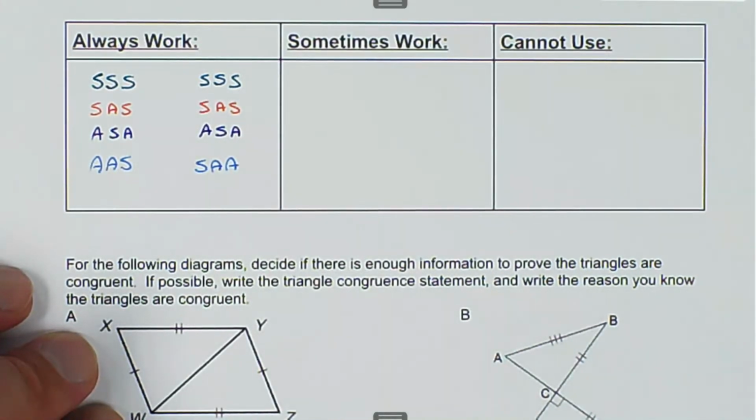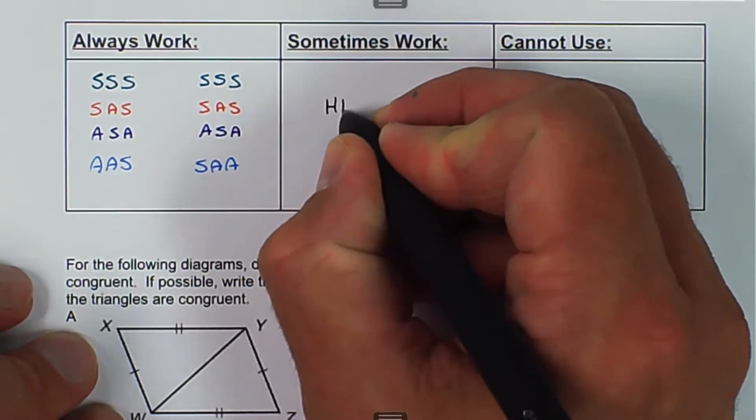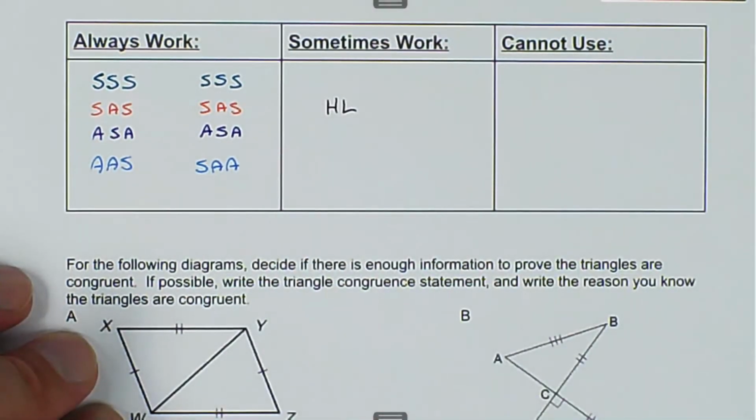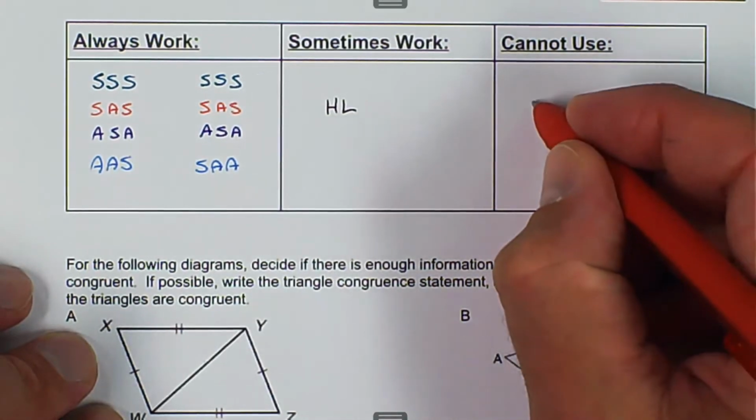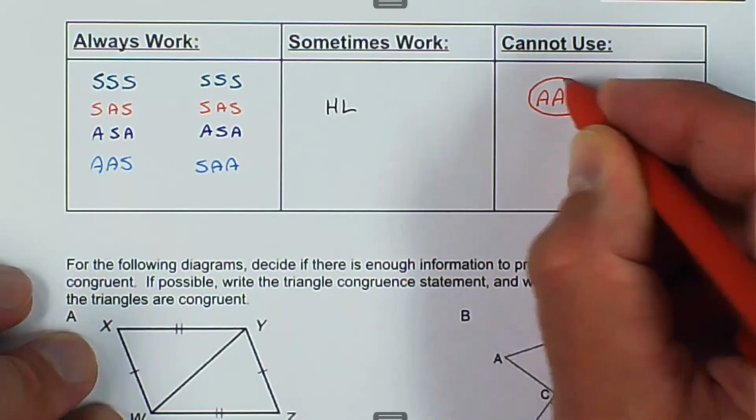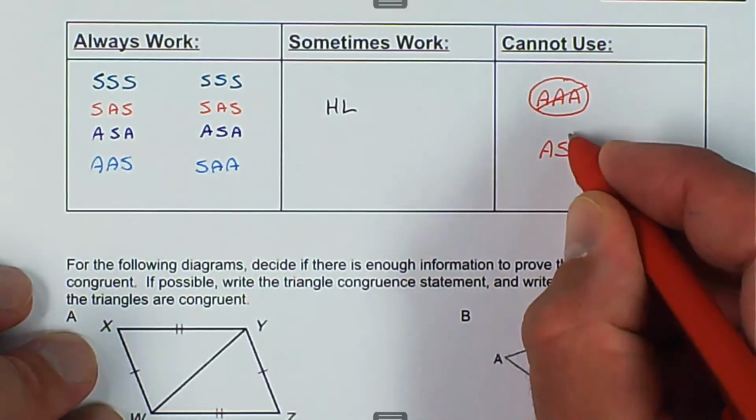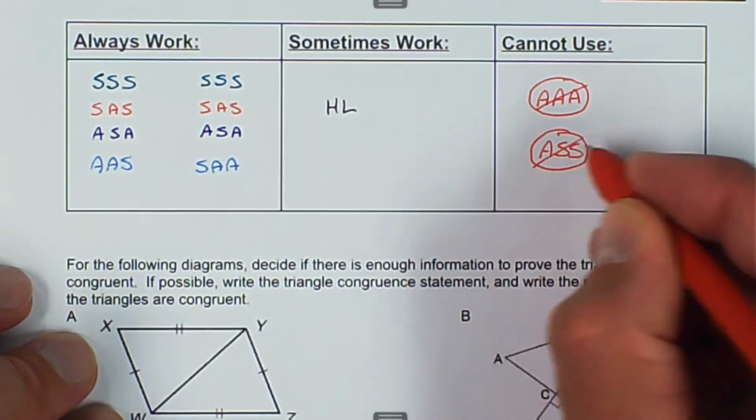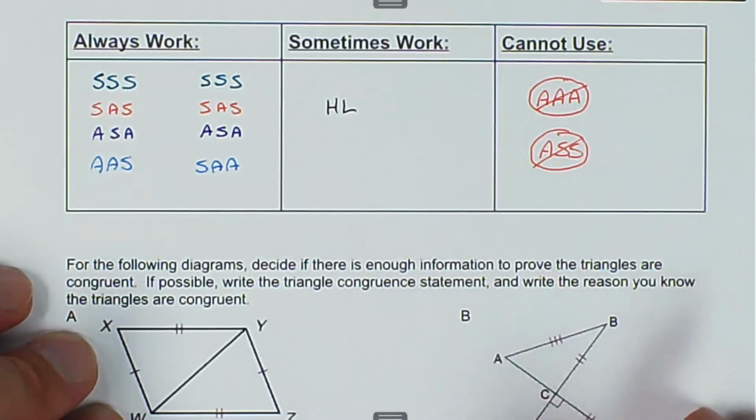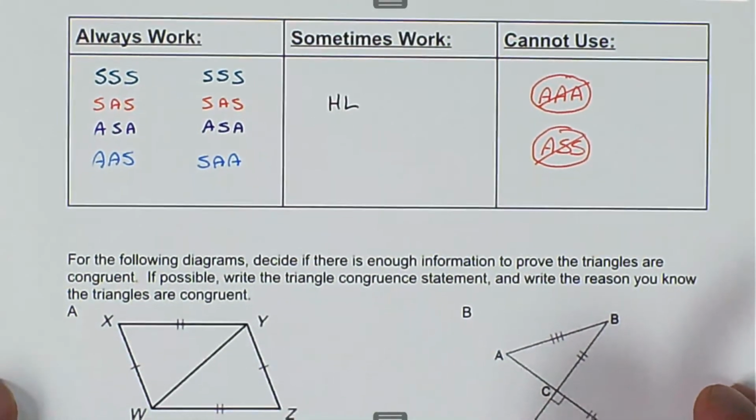One that sometimes works is hypotenuse leg. It has to be a right triangle, and the legs and the hypotenuse have to work out correctly. And then the ones that never work are angle, angle, angle, all angles, can't use it. And then that bad word. So if you can write it as a bad word or it's all vowels, can't use it. We'll get a couple examples.